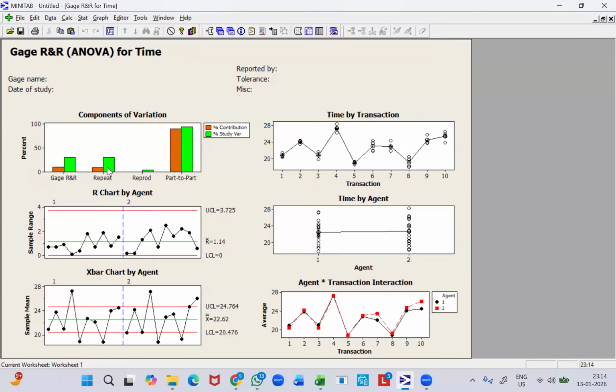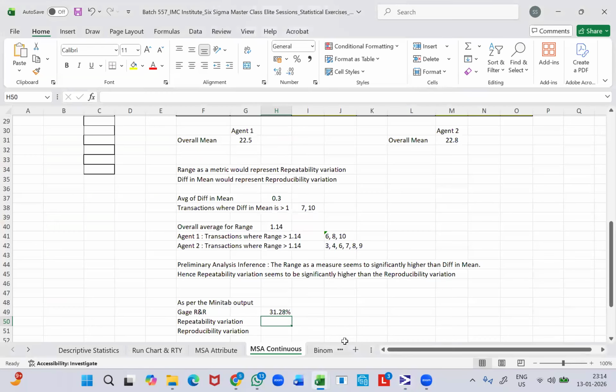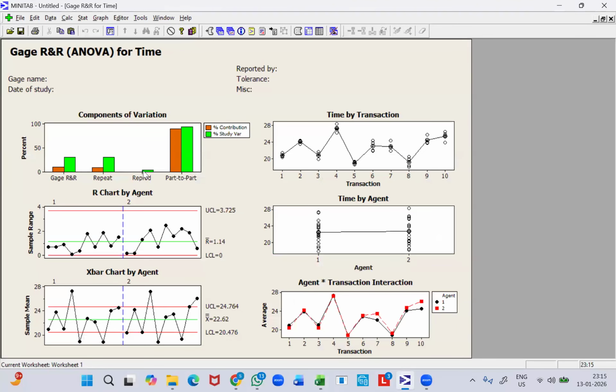If you keep the cursor on top of this green bar, right under repeatability, we find the bar value to be 30.98%. So we can clearly understand that the repeatability variation seems to have contributed to this excess overall gauge R&R variation. And that was our preliminary analysis finding as well. The reproducibility variation, the third one, is quite negligible. So keep the cursor on top of this.